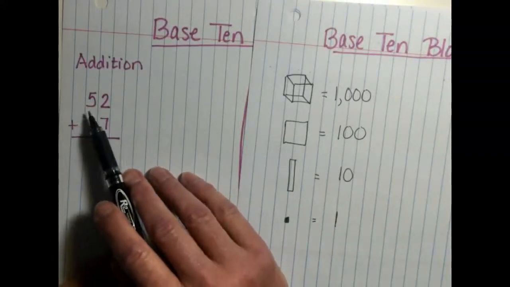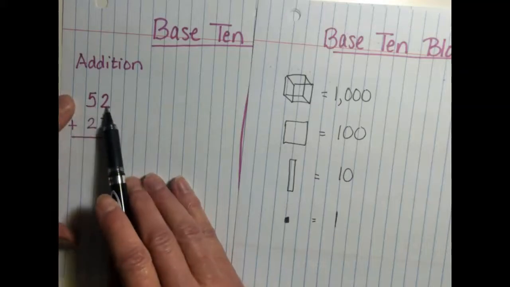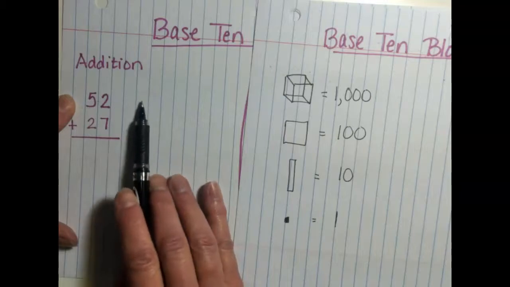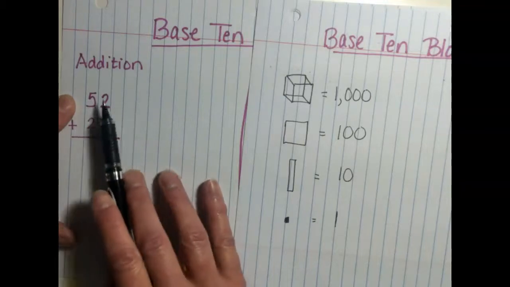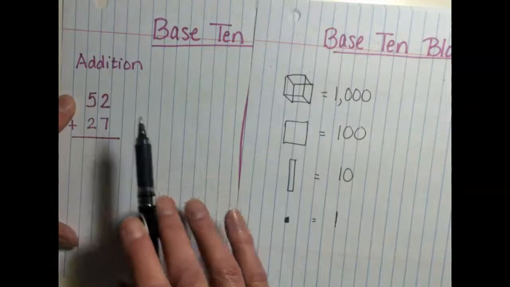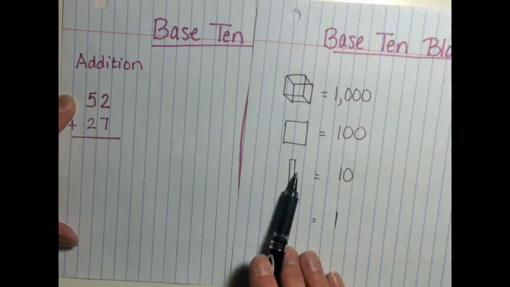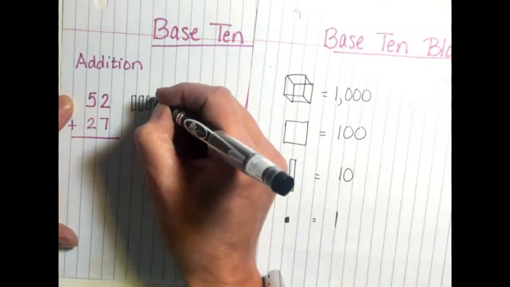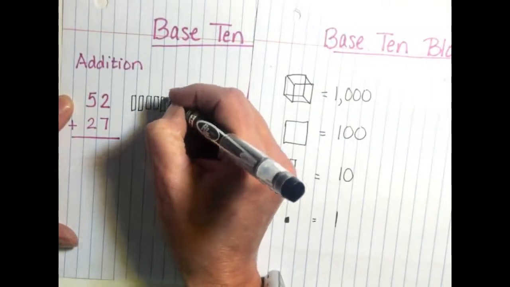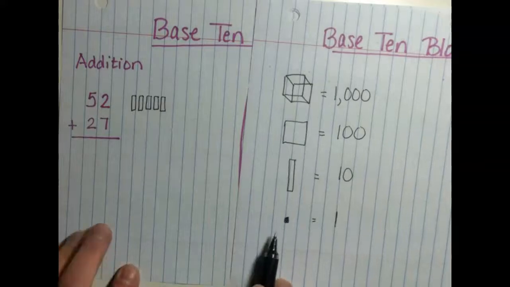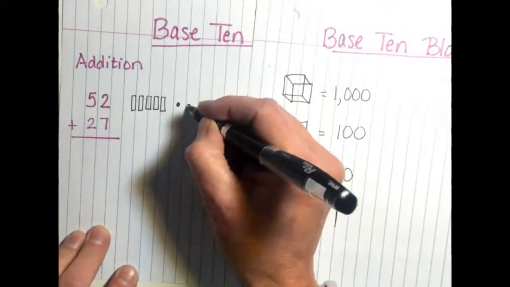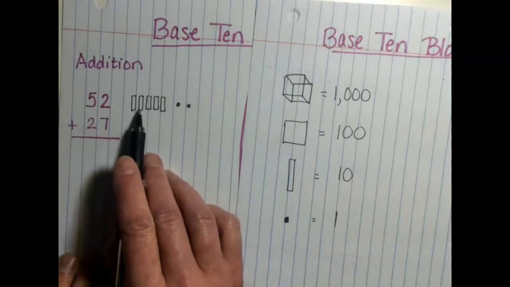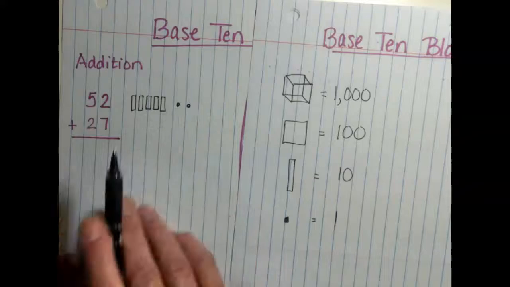If we have 52, we know that we have 5 tens and 2 ones, but we have to draw it. So you're going to come over right beside it and draw 5 tens and 2 ones. Remember, our little tens are sticks, and you can draw little lines or little sticks. It doesn't matter. So I'm going to draw 5 little sticks, and then I'm going to draw 2 ones, and I'm just going to do my little dots. So I have 5 tens, 10, 20, 30, 40, 50, and 2 ones.